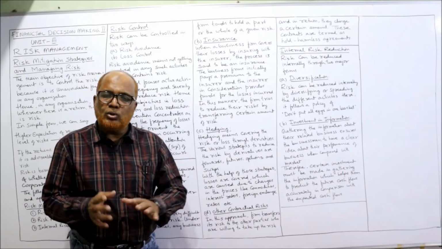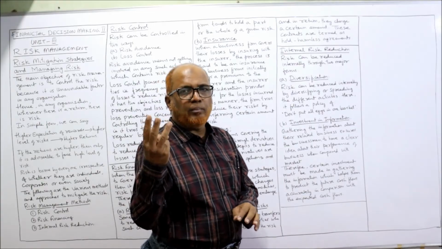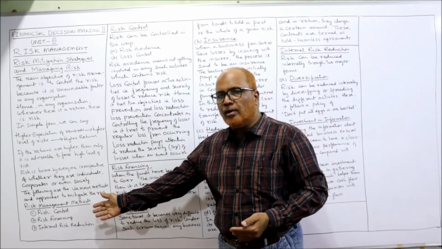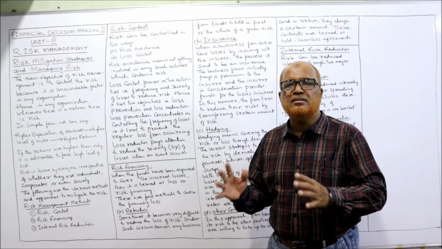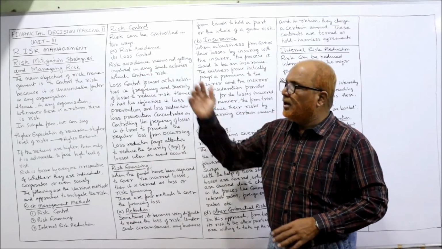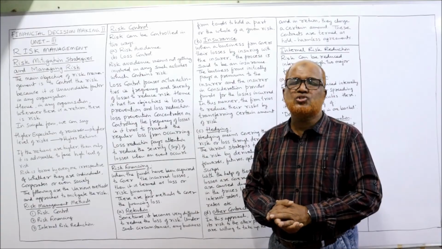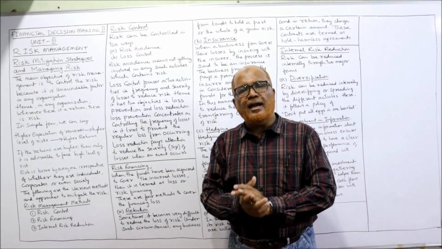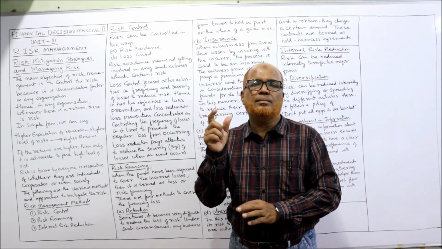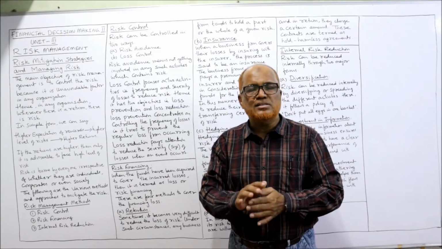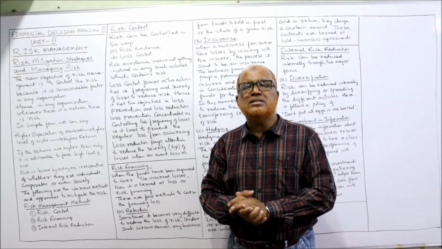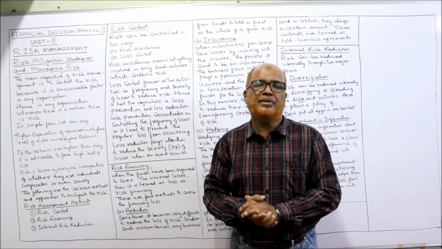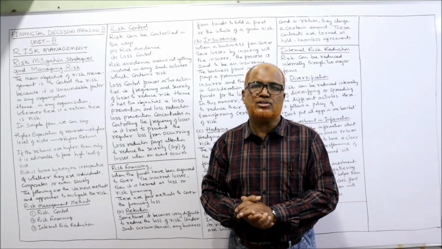That's all. So totally 3 broad methods, that is risk control, risk financing, and internal risk reduction. These are the 3 methods which are called risk mitigation strategies. This marks the end of the topic risk management. Right? This is the end of unit number 3. Inshallah, in the next video, I'll take up unit number 4, that is investment decisions.